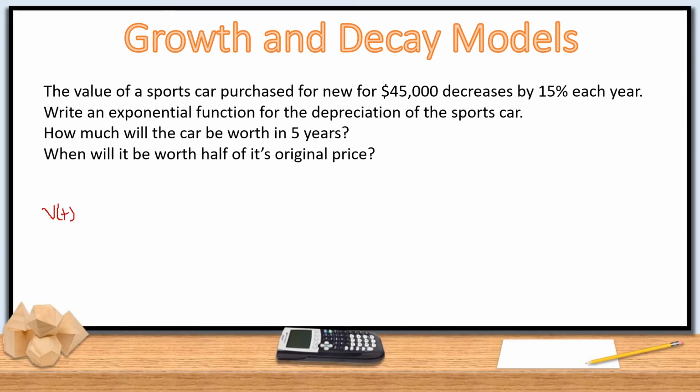So V of t is equal to 45,000 times (1 - 0.15) to the power of t. In 5 years, so time will be 5, so it'll be V of 5. So we have 45,000 times (1 - 0.15). 0.15 is 0.85, so I can just write that in now. So that means every year the car is going to be worth 85% of what it was. And sorry, t is 5.